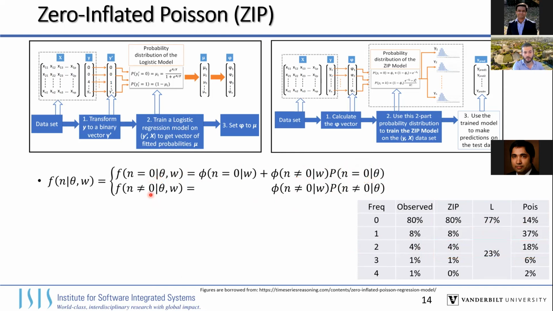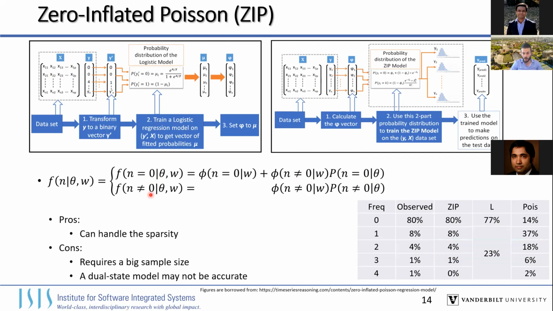ZIP models are more flexible in terms of addressing the sparsity in the problem, keeping track of the excessive number of zeros in the problem. However, you need a lot of data because usually you use it when your data is very sparse and you're going to have a lot of zeros, but you want to have a lot of, for example, 1, 2, and 3 to enable the Poisson model to be trained or to be adjusted. And furthermore, this is just a mathematical assumption that we have a dual state, but in reality, that might not be a good assumption.